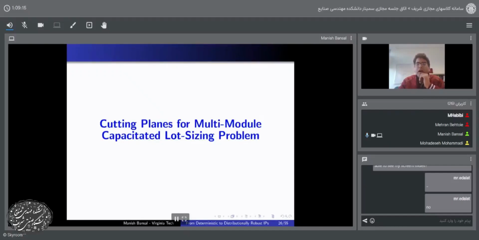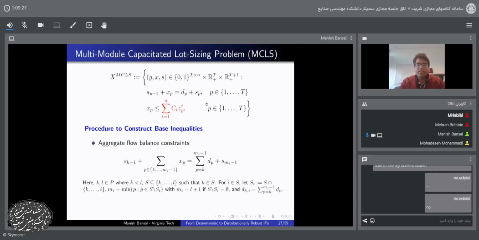So how do we use these inequalities to derive cutting planes for the multi-module capacitated lot sizing problem that we saw at the very beginning? So here is the formulation that we had. What we are going to do is use the same procedure, which is we will aggregate some of the flow balance constraints. So these equality constraints, we are going to add them up. Let's say I'm going to add the constraints from time period k to m_i minus 1. Let's not get into the details, but let's say I'm aggregating them up.